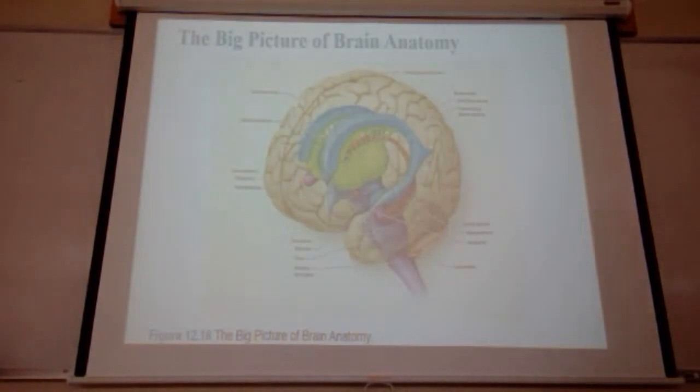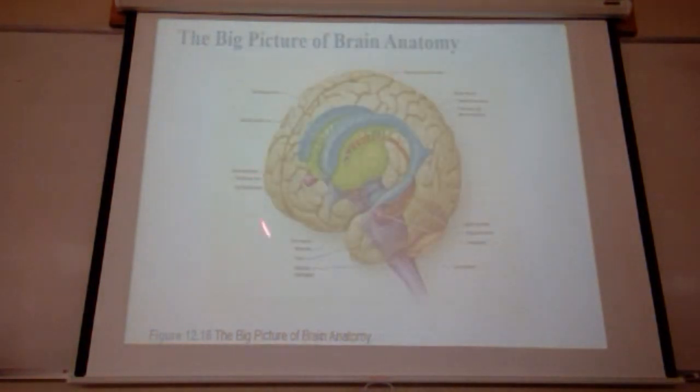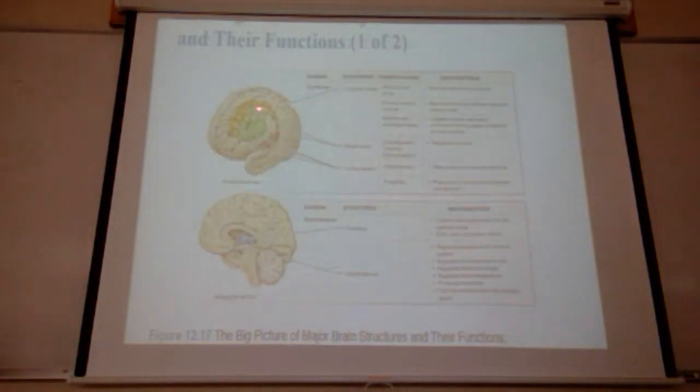Big picture of brain anatomy. There is the big picture of the brain showing the basic components, all that we've talked about this morning, and their functions. So here's the rest of that slide. So you've got this big picture of the brain, and then the underlying functions.